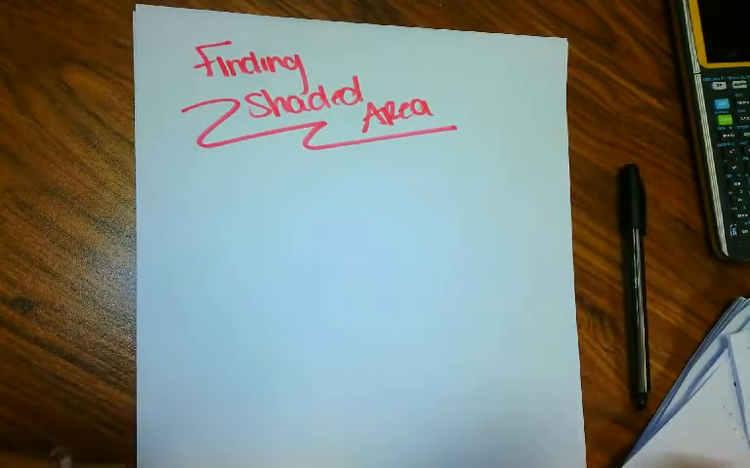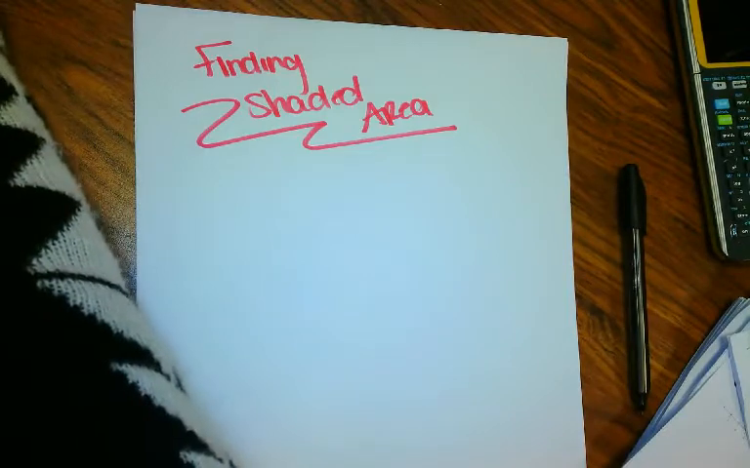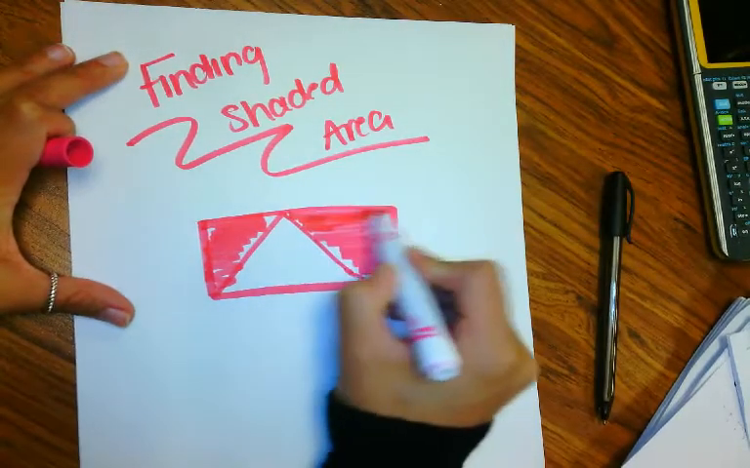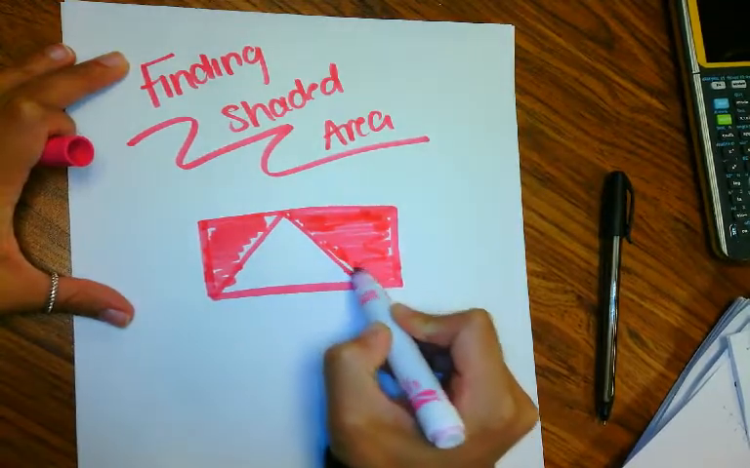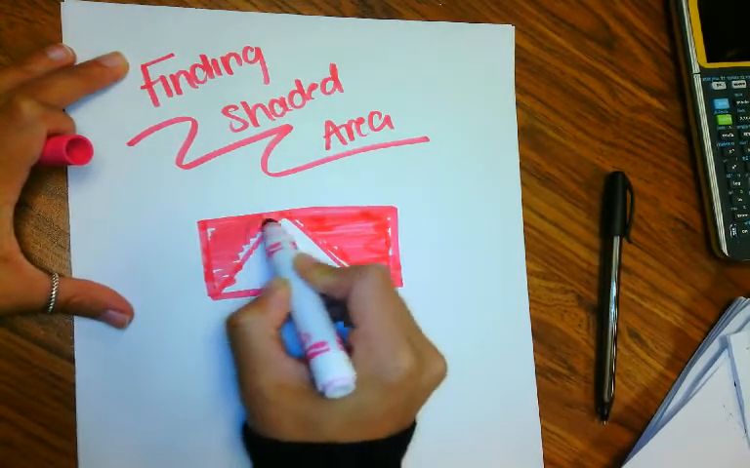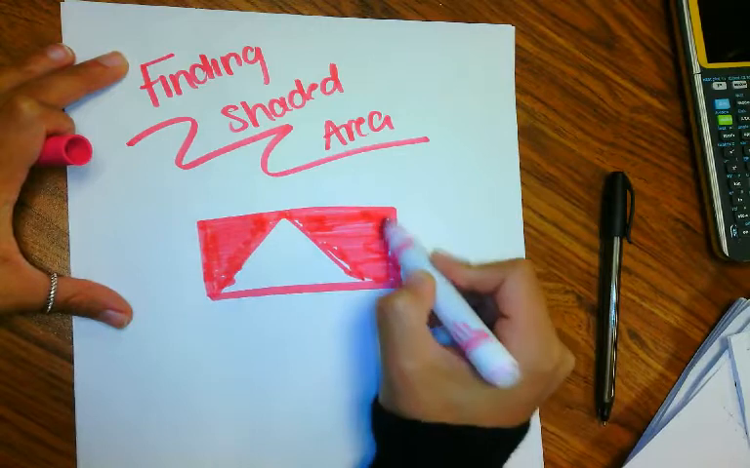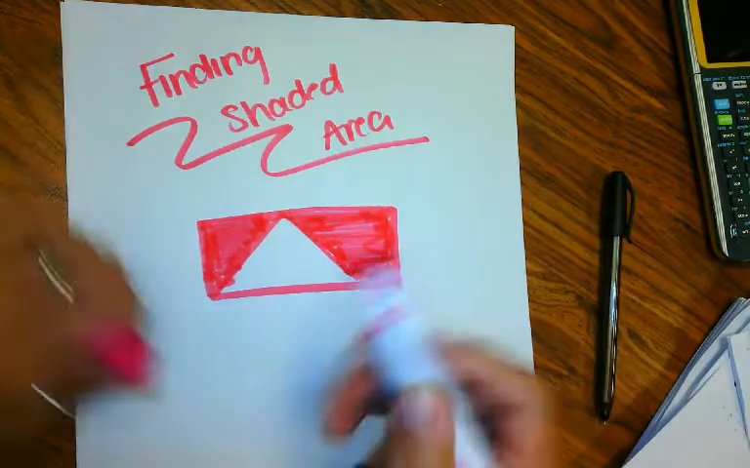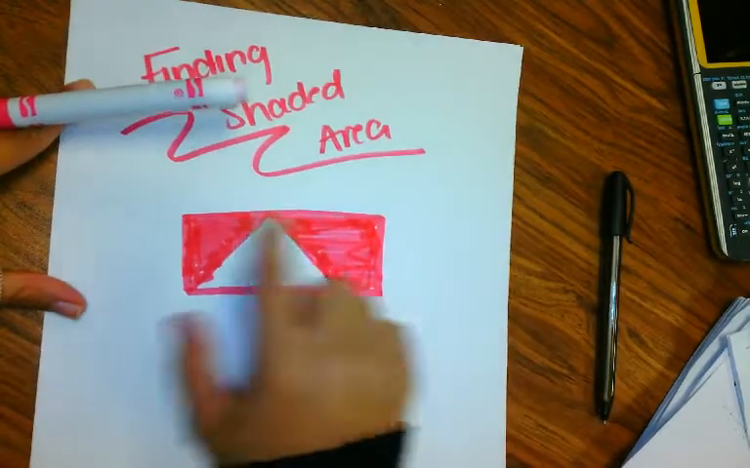So, finding the shaded area. So, let's say you have a shape that looks like this. Okay, say you have this shape right here. Now, we want to find the area of the shaded part. So, all of this right here. All right, it's not beautifully colored, but whatever, y'all get the point. All right, we want to find the shaded area.